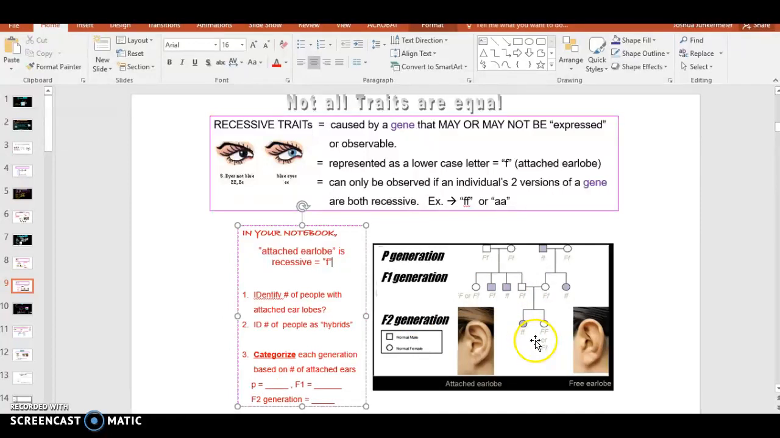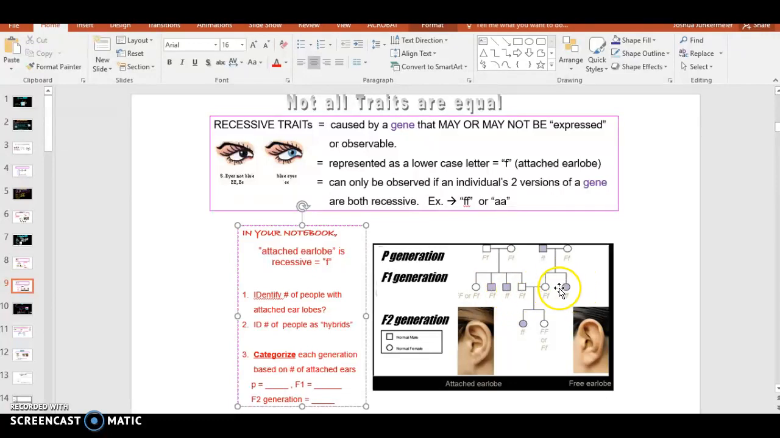So you may notice that some people only inherited the recessive version. Each person has two f's, but only some people inherited two little f's, or two recessive versions. This square right here is a male, so we draw males as squares in this example. In the P generation, we have one person that inherited two recessives, so they have attached earlobes. We go to the F1 generation and scan it, and this other guy inherited two little f's, so that's a second person that inherited the recessive trait of attached earlobes.